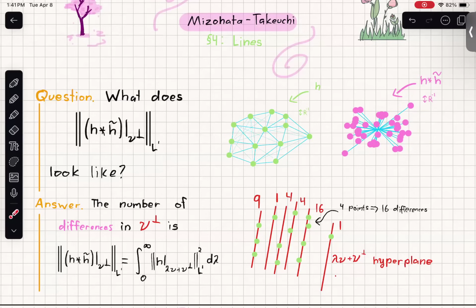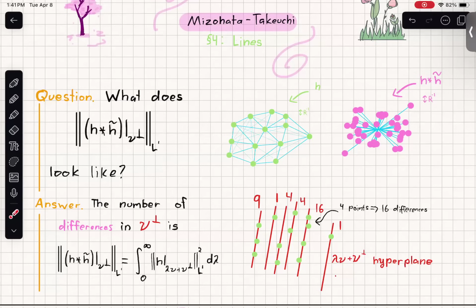Now we might formalize this as looking at all of these slices, right? That is H restricted to lambda nu plus nu perp. Lambda nu plus nu perp is just some hyperplane. And we're looking for the total number of differences that are going to lie in that hyperplane.